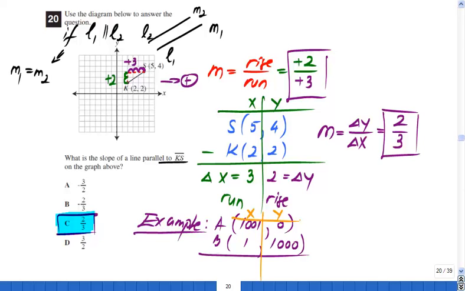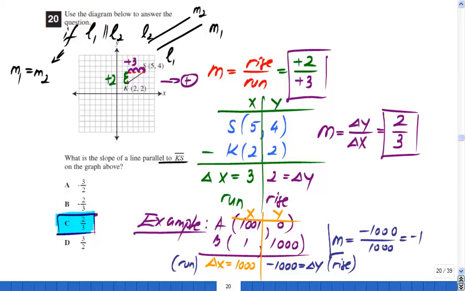You subtract X from X, Y from Y. And you find the change in X to be 1000 minus 1, that's 1000. You find the change in Y, which is 0 minus 1000, which is negative 1000. That's your change in Y, your rise. The other one is your run. And that's how you find your slope for this problem, rise over run, negative 1000 over 1000, which is negative 1.